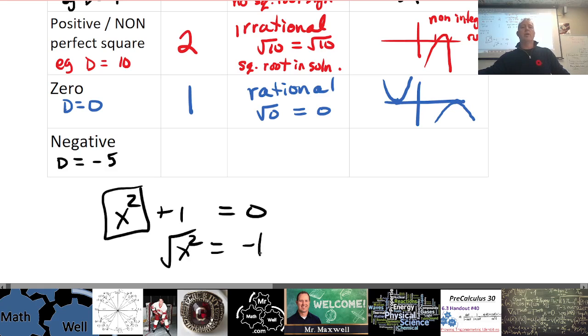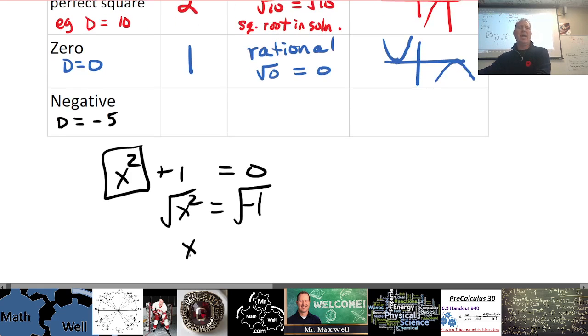So if you take the square root of this, the only answer that you might get would be x equals the square root of -1, which is a non-real answer.